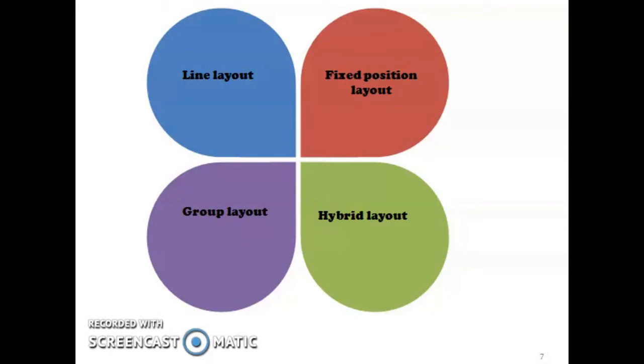There are four main types of plant layout: line layout, group layout, hybrid layout, or fixed position layout.